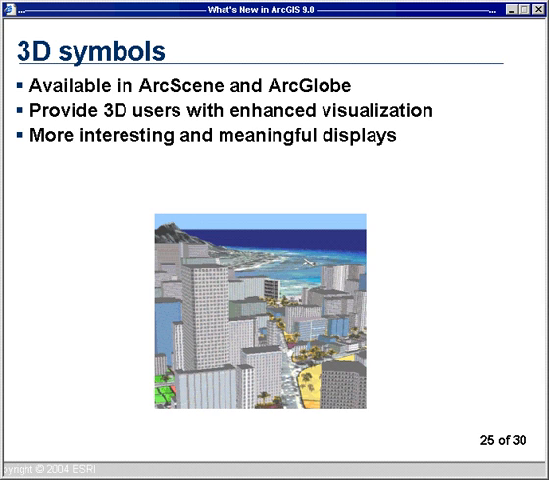Beyond just seeing a globe and the elevation that goes along with it, we can take the actual point representation, line and polygon representation, and give them more interesting and meaningful displays. Give them a more true representation of what they really look like in the real world.